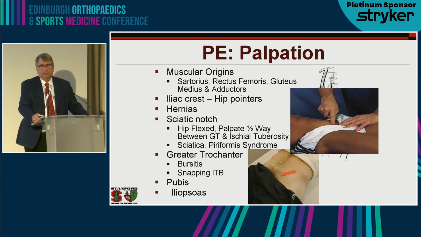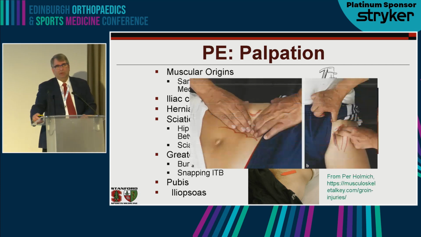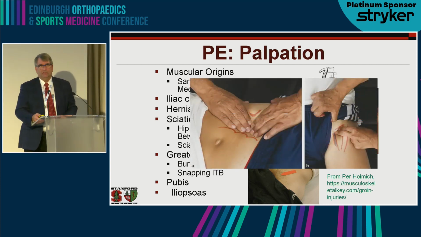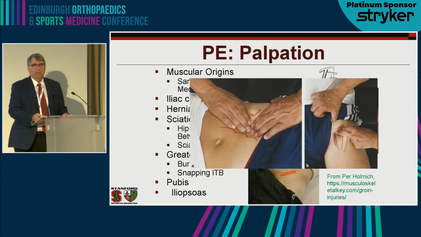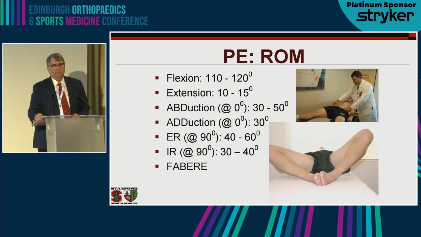So one of the things that has been very helpful is Per Holmich has written a lot on this topic, and actually I think we see a lot of patients with anterior groin pain and anatomy of impingement, but in all reality they're tender over the iliopsoas, and the main issue is that they're weak in their iliopsoas and tender there. So you want to be able to palpate for the iliopsoas tendon.